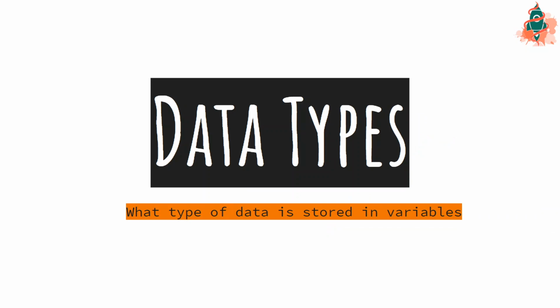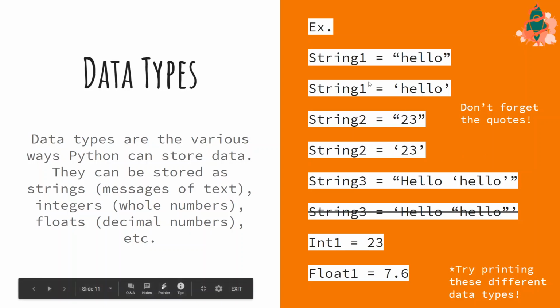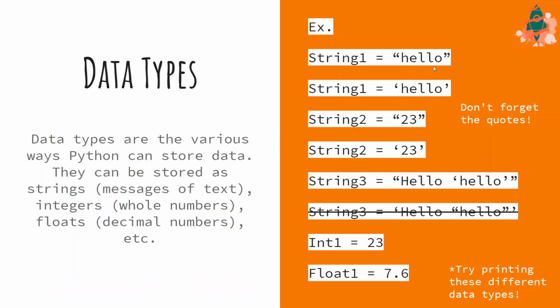Data types. Like I had said before, string, integer, and other things, these are what help you store variables. Data types are the various ways Python can store data. So it's strings, integers, and floats. Here on the right side you can see string1 equals hello. The syntax would be string1 equals, and then you need quotes inside of it, so "hello". You can also do single quote or double quote. And that's the same for numbers too, but you always need the quotes.